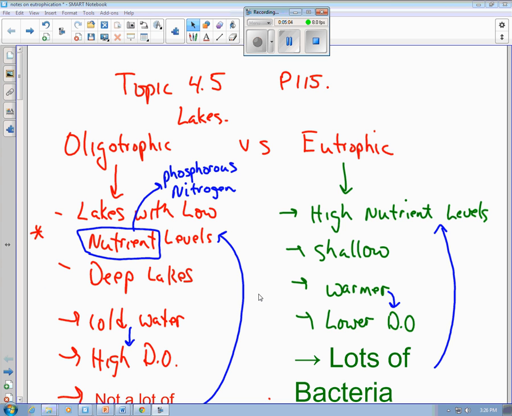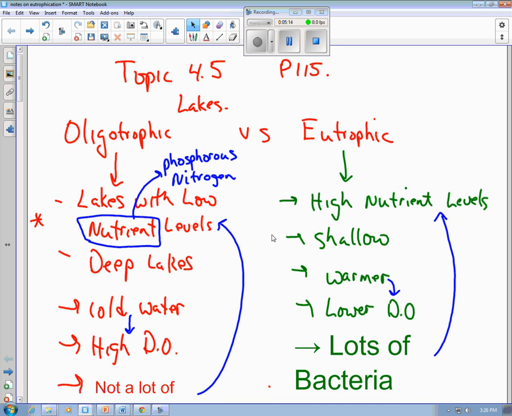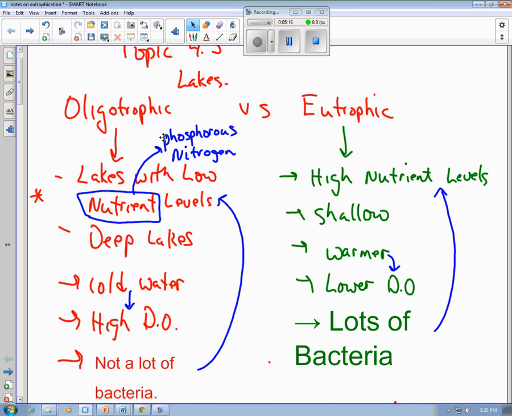Here you see a description of oligotrophic lakes versus eutrophic lakes. So those are two terms you need to know, page 115 in your textbook. And if you take a look here, you can see some of the qualities of an oligotrophic lake, some of the qualities of a eutrophic lake. An example of an oligotrophic lake might be something like Lake Okanagan, and a eutrophic lake would be something like Pigeon Lake here in Alberta.